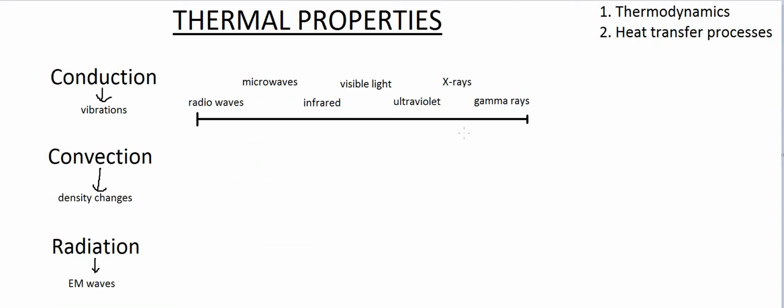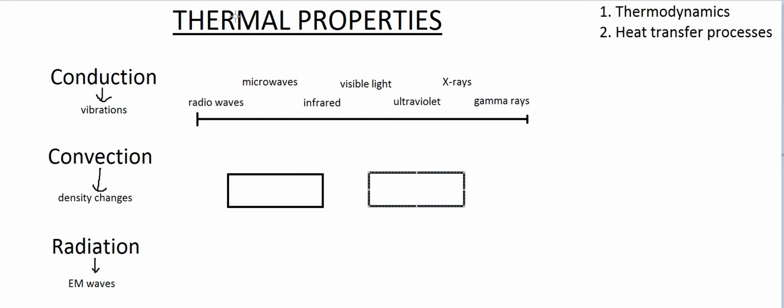So you probably know that white surfaces are the best reflectors of heat, and black surfaces are the best absorbers and emitters of heat. So why is this?